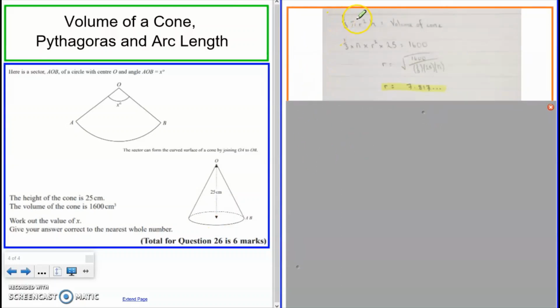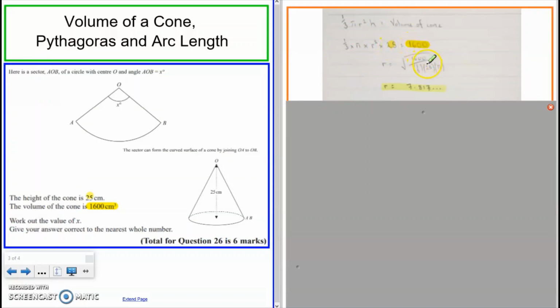So I went ahead and used this equation, a third pi r squared times h. This is given to you in the formula sheet, and that equals the volume of a cone. I'm told that the volume of a cone equals 1,600 centimeter cubed, which is why I've made it equal to this. I know the height is 25. That's also given to me in the question over here. So I'm going to solve for r.